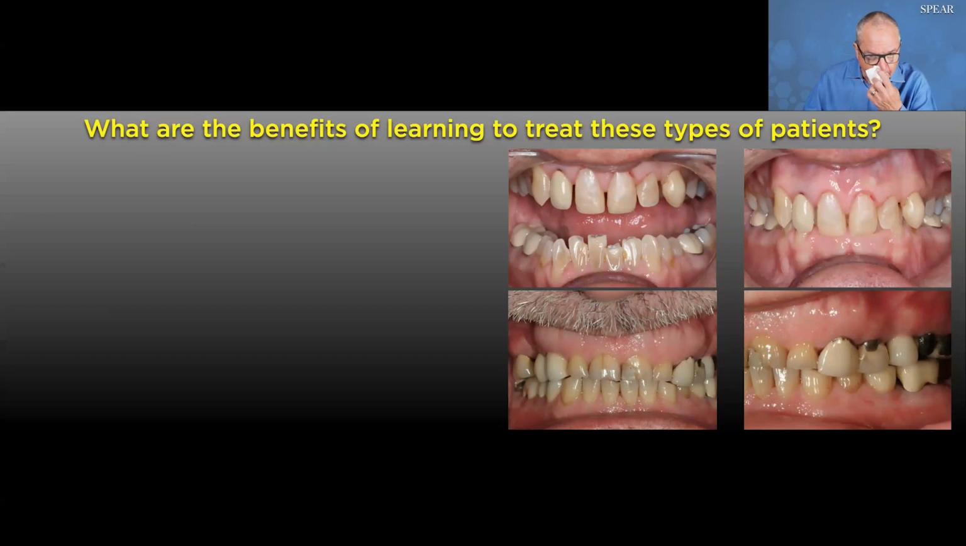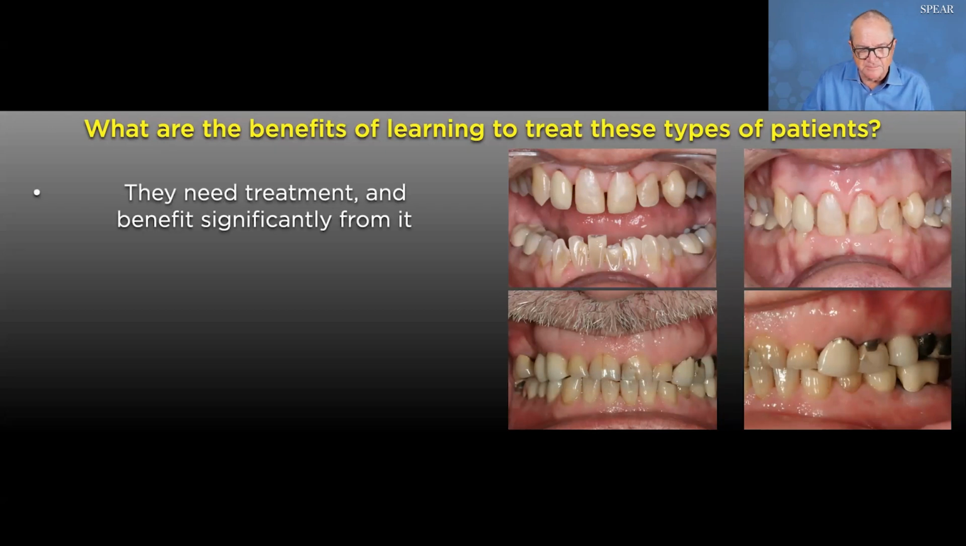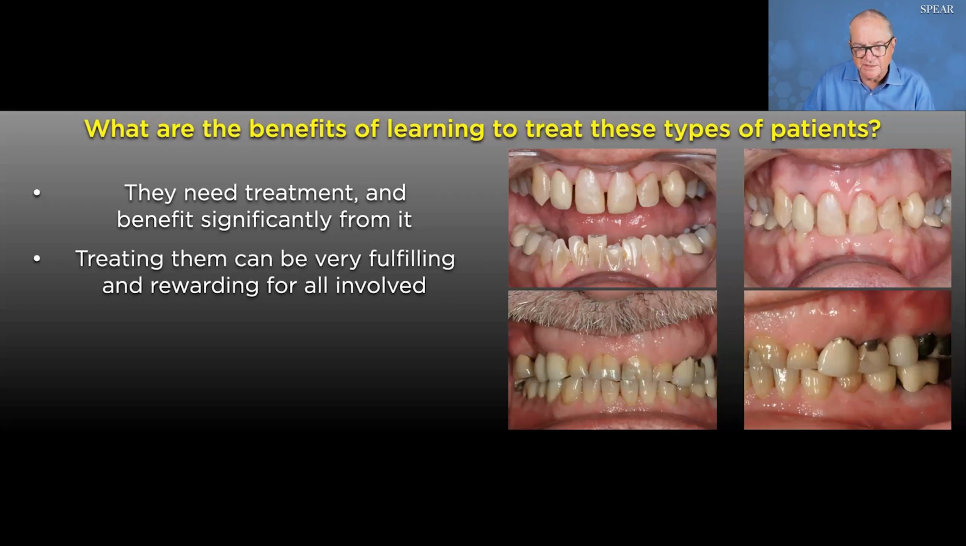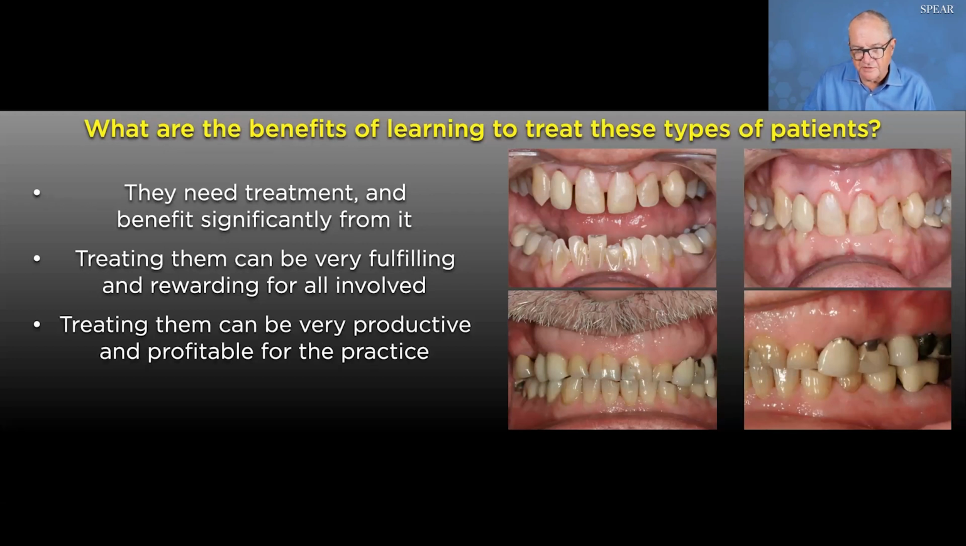And so why is it important to me that you learn to treat these kinds of patients? Number one, they need the treatment. They really need the treatment. Treating them can be really fulfilling for everybody on the team. And it can also be very productive and very profitable.